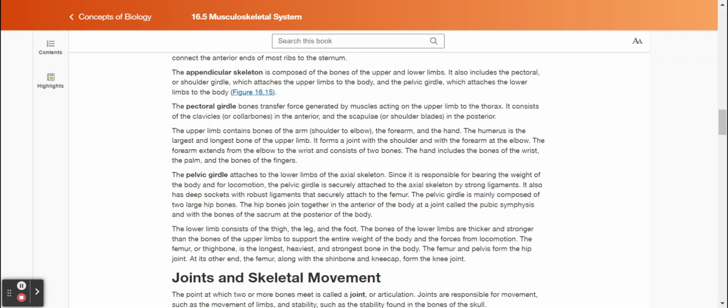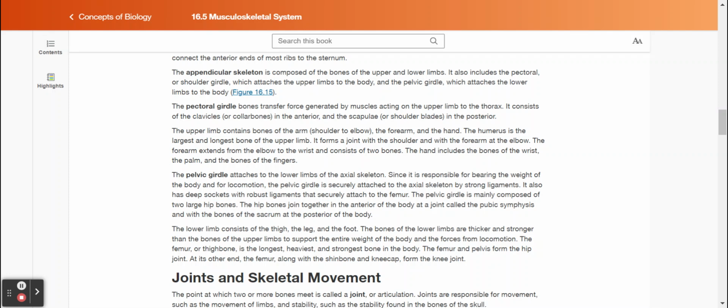The pelvic girdle attaches the lower limbs to the axial skeleton. Since it is responsible for bearing the weight of the body and for locomotion, the pelvic girdle is securely attached to the axial skeleton by strong ligaments. It also has deep sockets with robust ligaments that securely attach to the femur. The pelvic girdle is mainly composed of two large hip bones. The hip bones join together in the anterior of the body at a joint called the pubic symphysis, and with the bones of the sacrum at the posterior of the body.